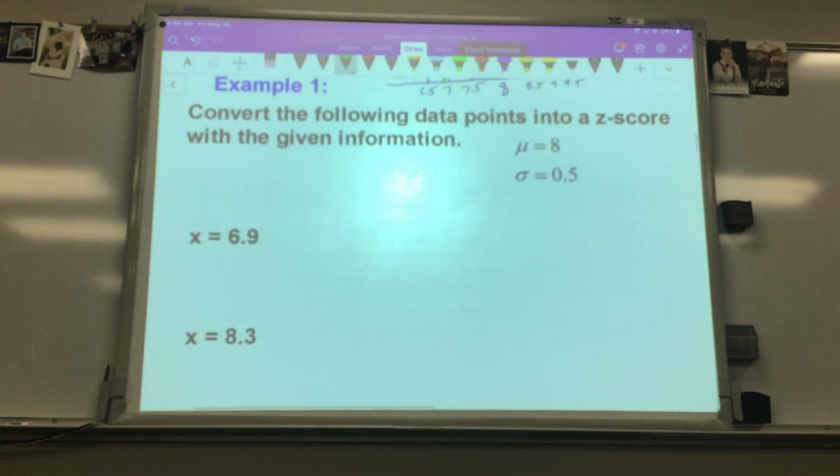So again, the z-score is equal to that x value minus the mean, divided by the standard deviation. So our score we're looking for is 6.9 minus what? 8, divided by 0.5. You'll have calculators, type it in. You'll end up getting -2.2.